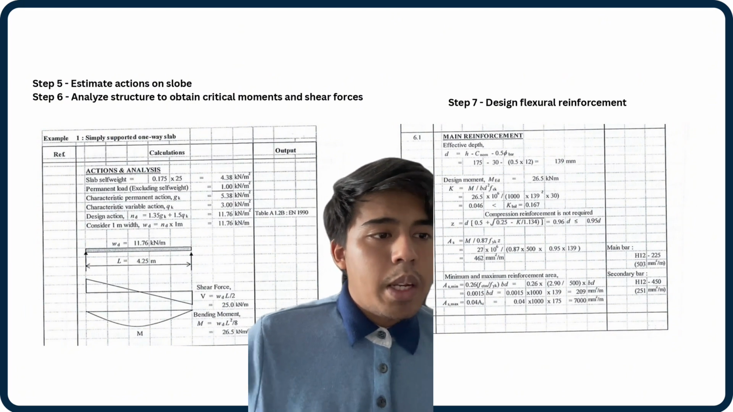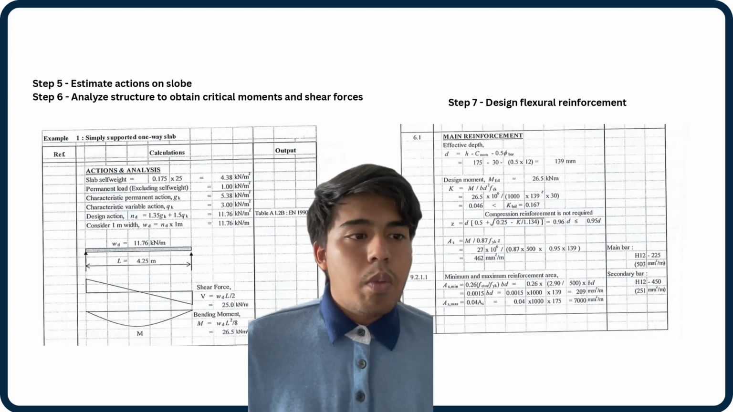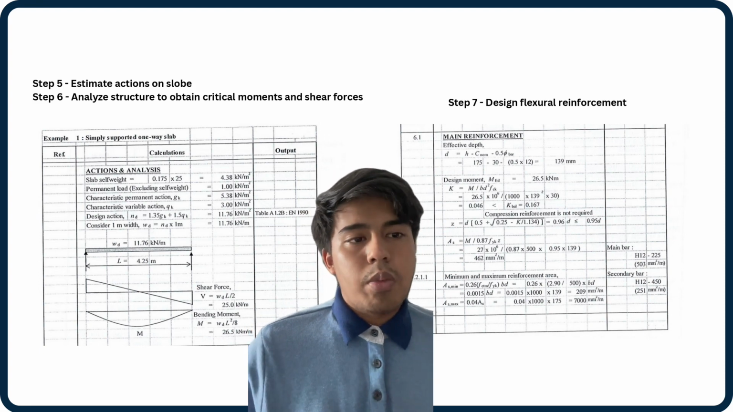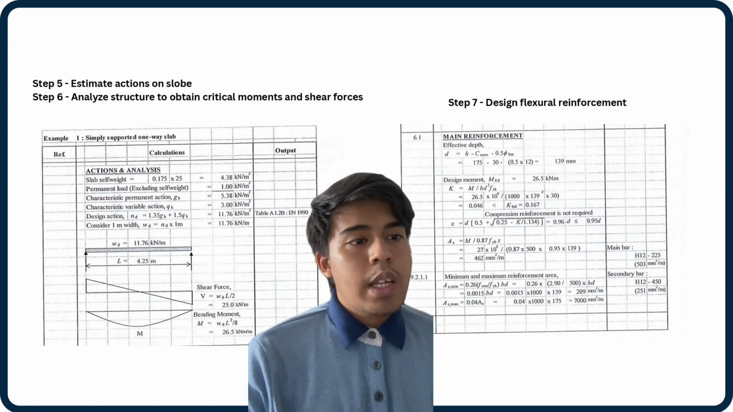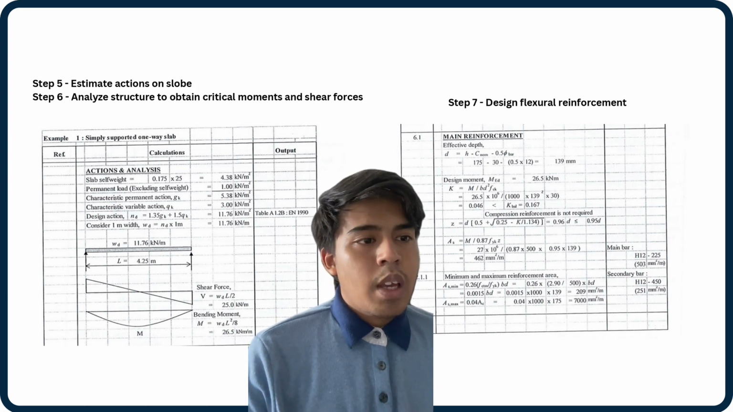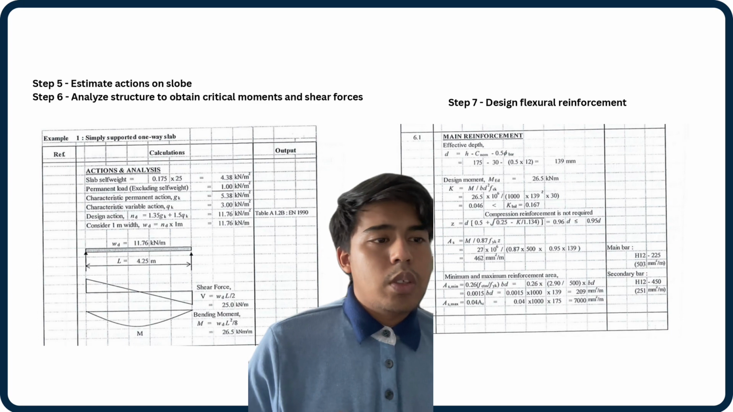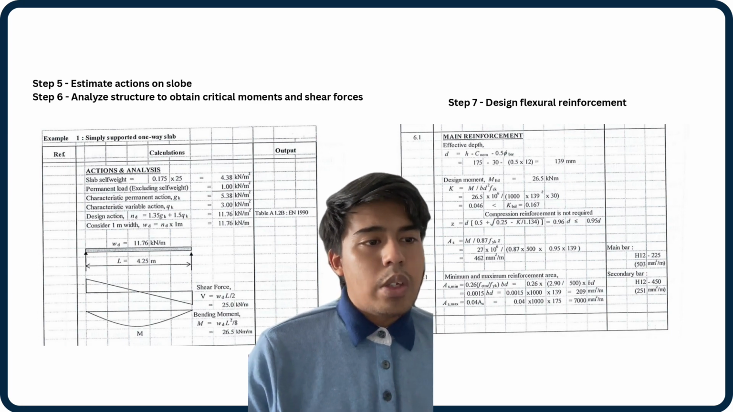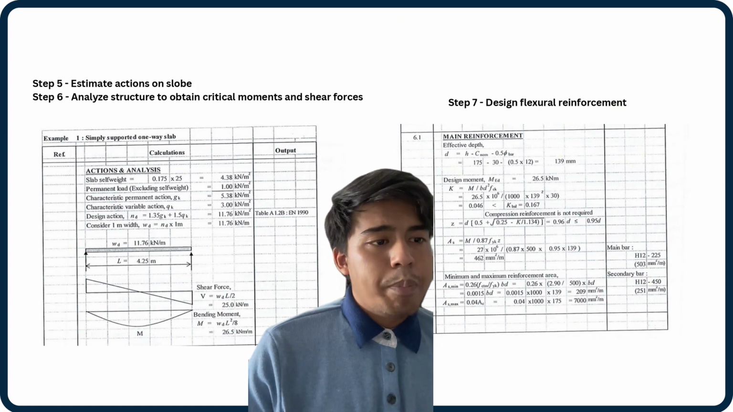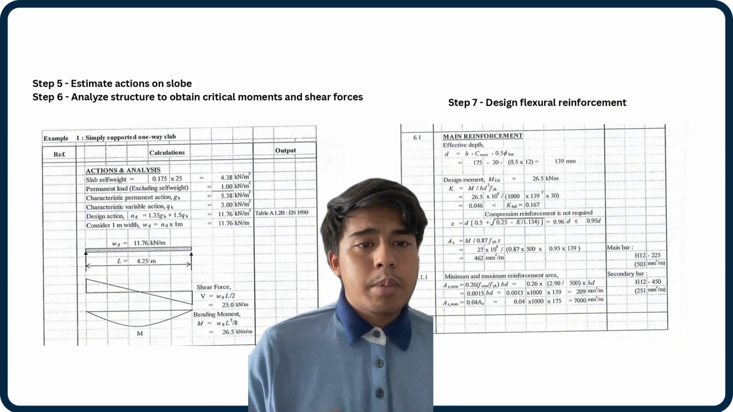So we get that the main bar used is H12. Why do we use H12? Because from the first specification we assumed the diameter bar is 12, so we use H12. H12 at 225, that is 503 millimeter square per meter. And for the secondary bar we use H12 at 450, that is 251 millimeter square per meter.